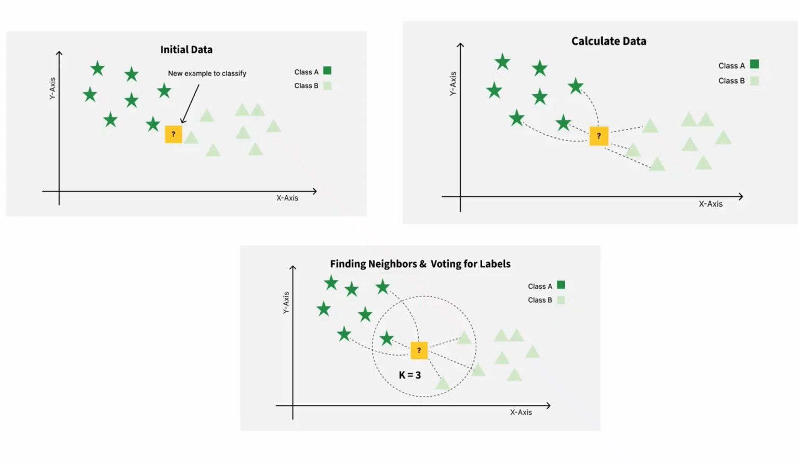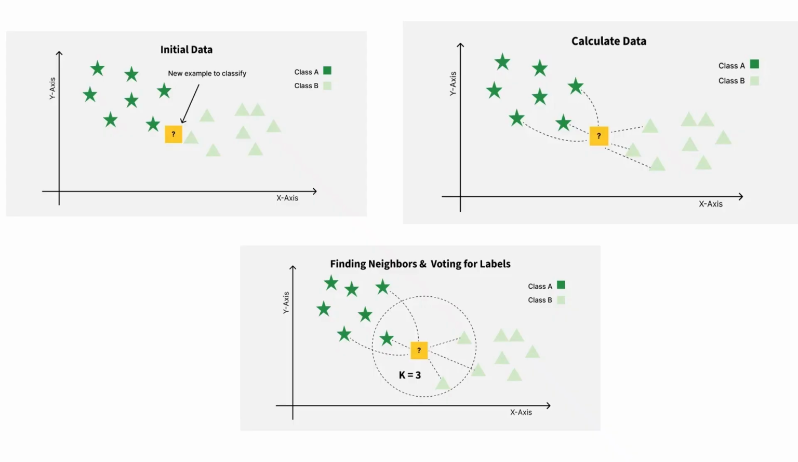Next we fix the k value. So here k is equal to 3. For that we draw a circle, and in that circle we have 3 neighbors. So the k value is 3. There are many methods to choose the k value, which is very important in the KNN algorithm. So now we have chosen k equal to 3.